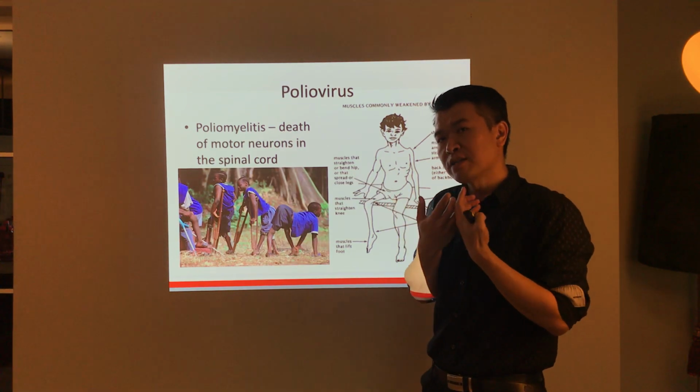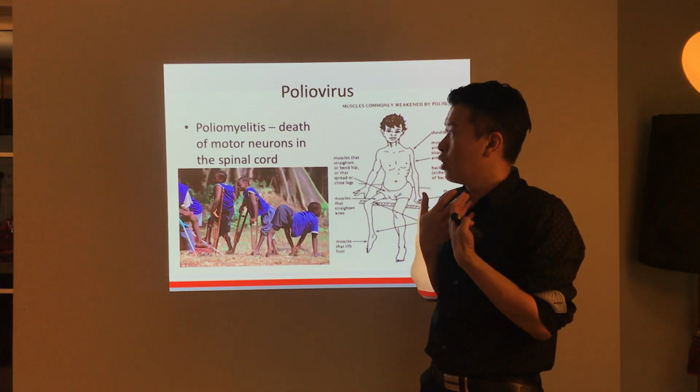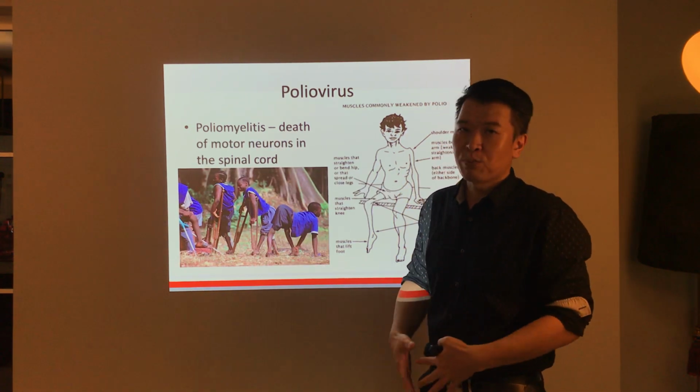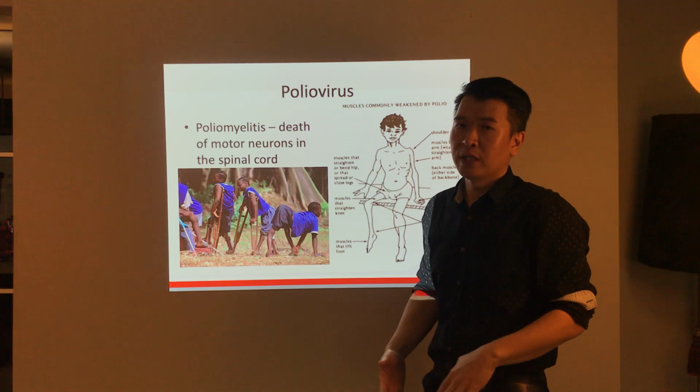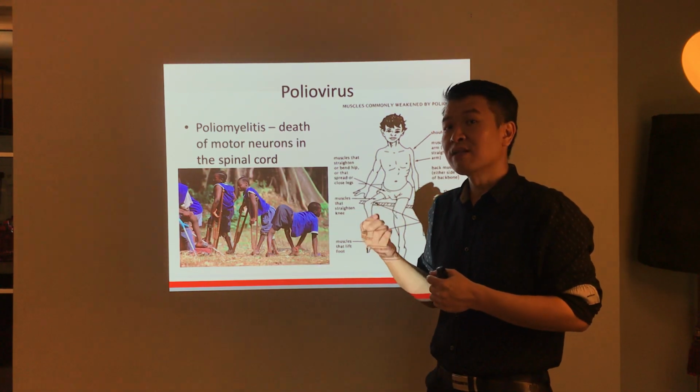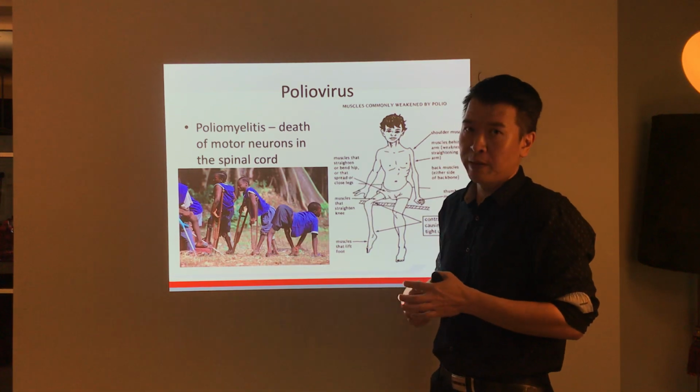So once the virus gets access to your cells and goes into your lymphatic system, then it will start spreading through your blood throughout your body. This is what we call viremia. The presence of virus in your blood, viremia.